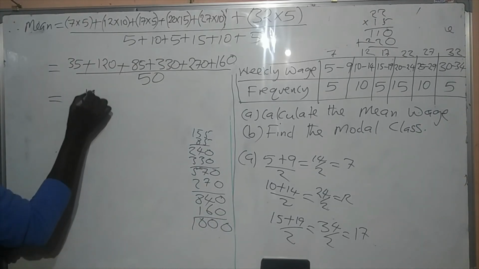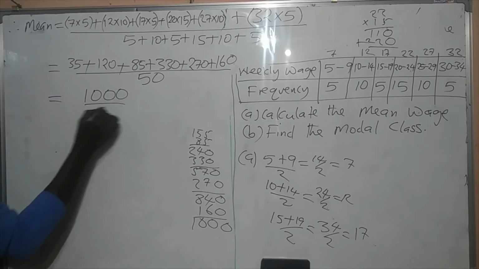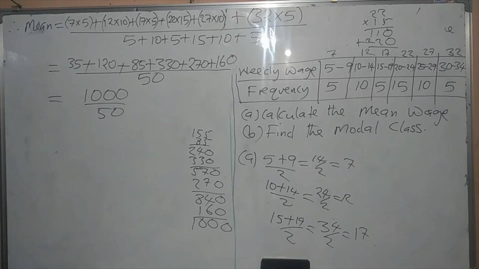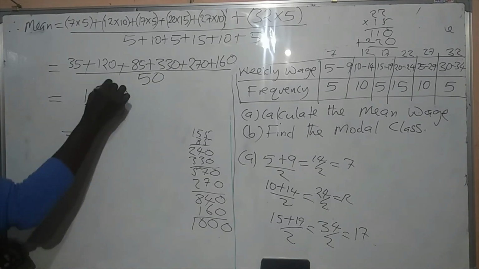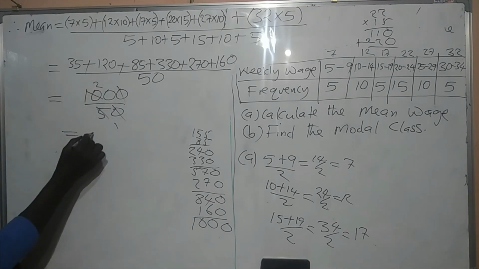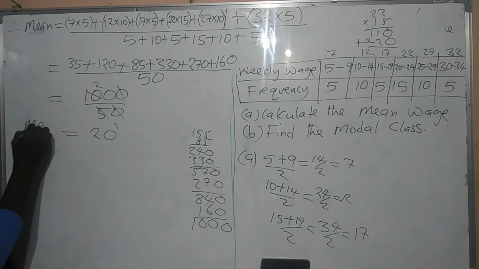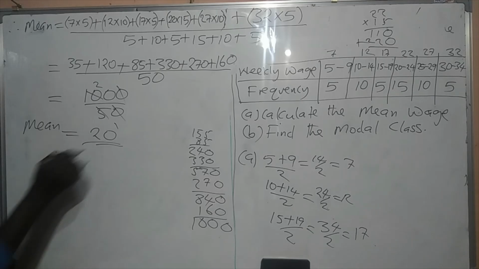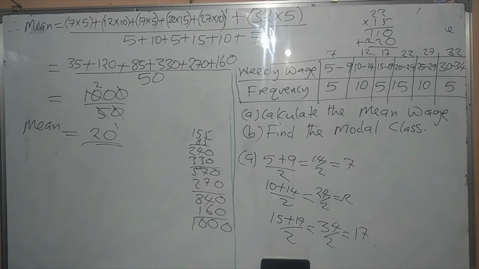Okay, so we are going to have 1000 divided by 50. When we add all these numbers, we get 1000. And then we can divide, the zeros will cancel there. 5 into 10 is 2, so we have 20 here as our mean. Okay, so that is how we get our mean.